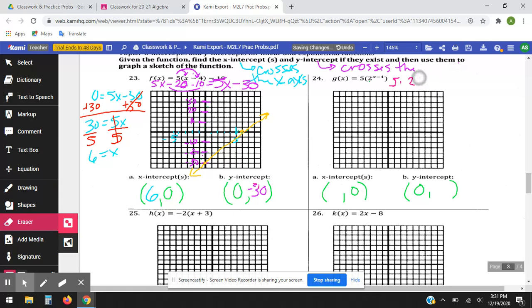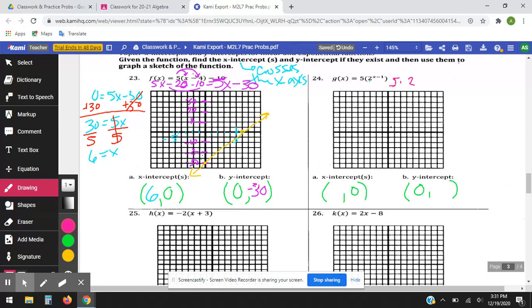Get that out of here so I can see my work. There we go. To the 0 minus 1. That is the same thing as 5 times 2 to the negative 1, which is the same thing as 5 times 1 half, right? Because the negative puts the 2 as a denominator. So 5 times a half is 2.5. So I know my y-intercept is 2.5.